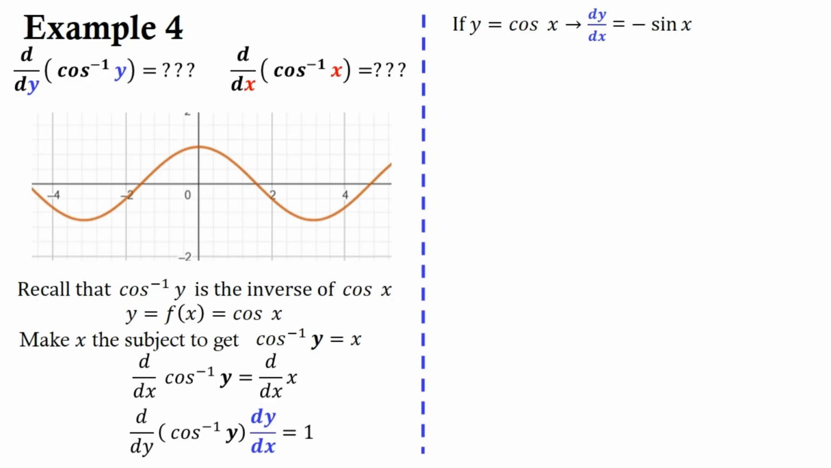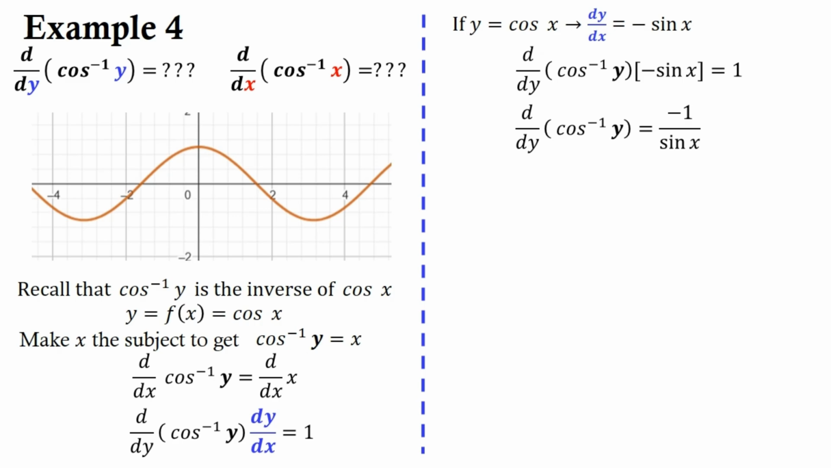Meanwhile, if y is equal to cos x, what is dy/dx? That is minus sine x. So we replace the dy/dx with minus sine x. That's why we put it inside the bracket. You know, it's multiplying d/dy of cos inverse of y.